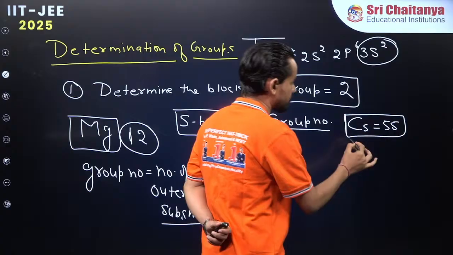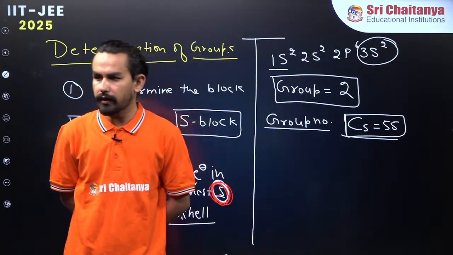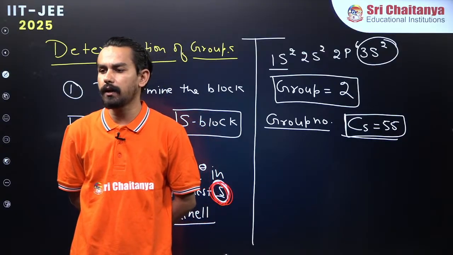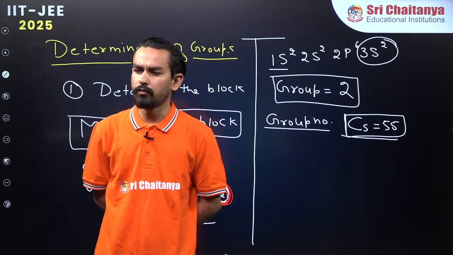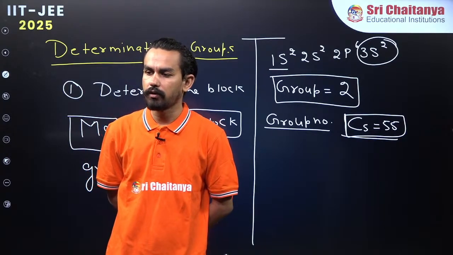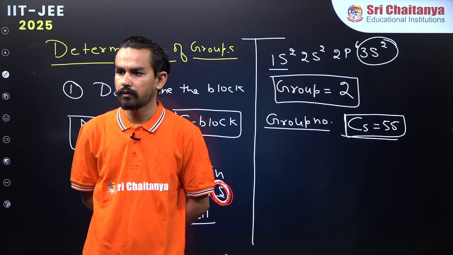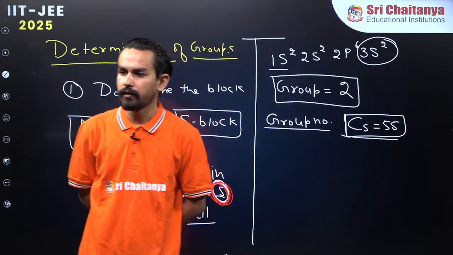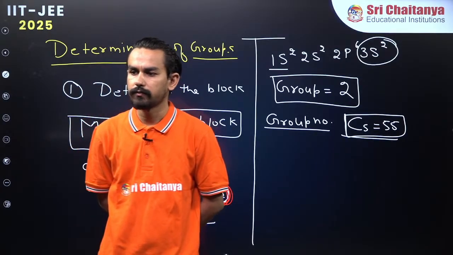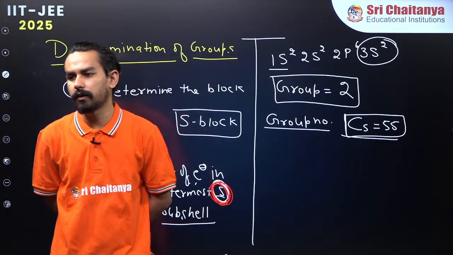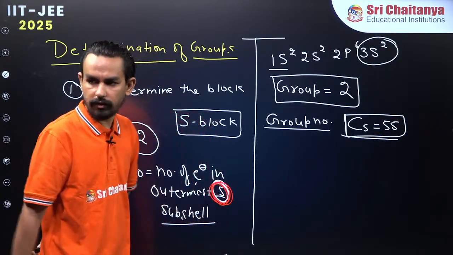What is the group number? Write the configuration. First determine the block, then write the configuration, and then very easily you can tell. Why are you writing 2? First tell me the block. Which block is it? S block, very good.